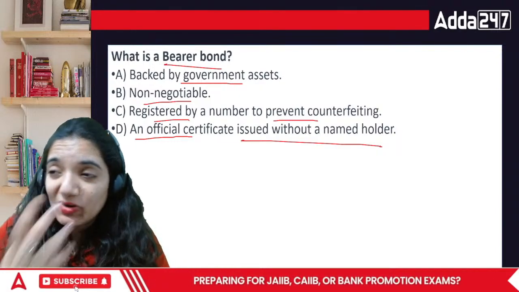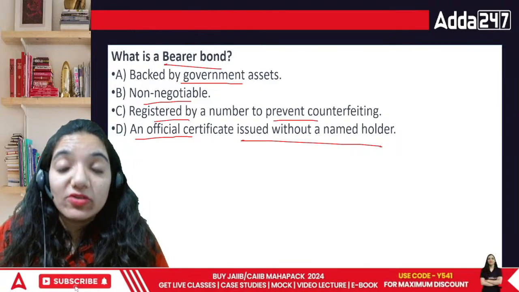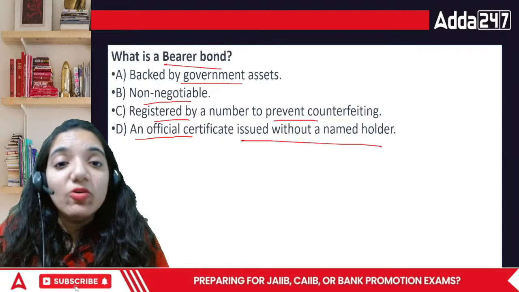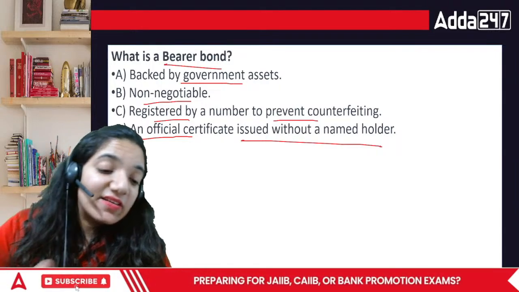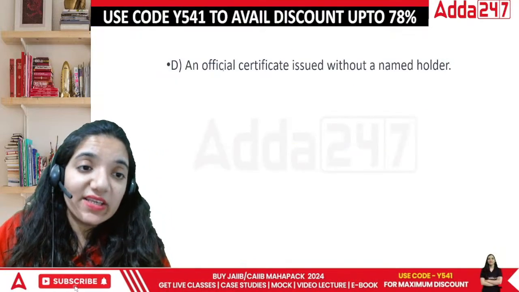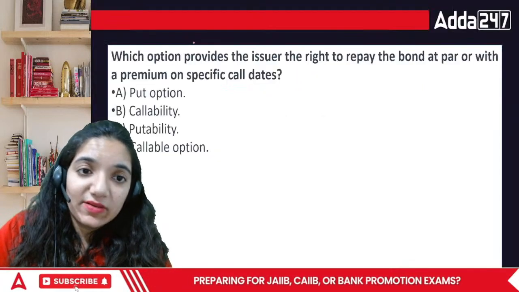The point is, bearer bonds are now very prone to frauds and all because there is no name written. The one who's holding it is the owner of it. So this is a little riskier bond, I would say. In this case, the answer is A. Sorry, D. An official certificate issued without a named holder.